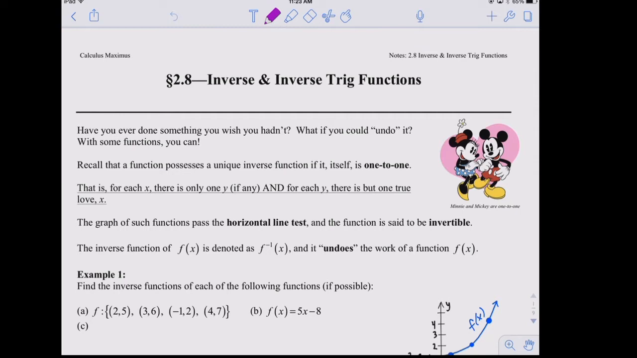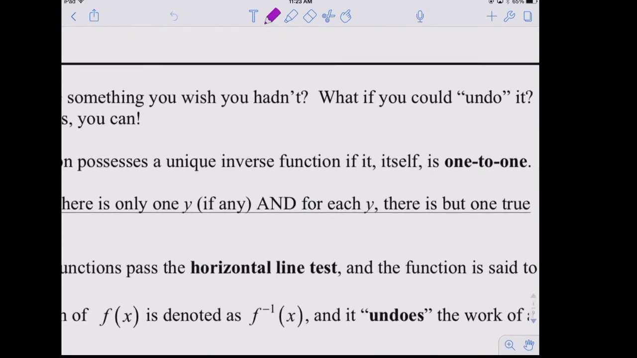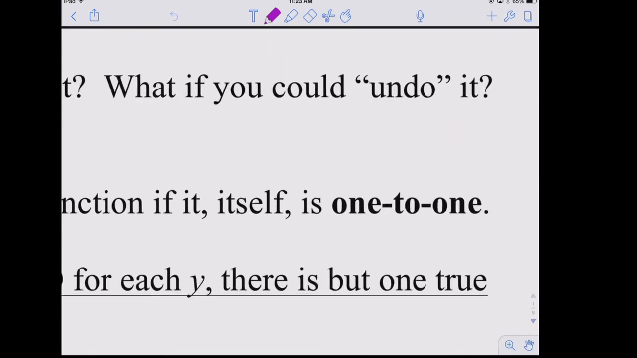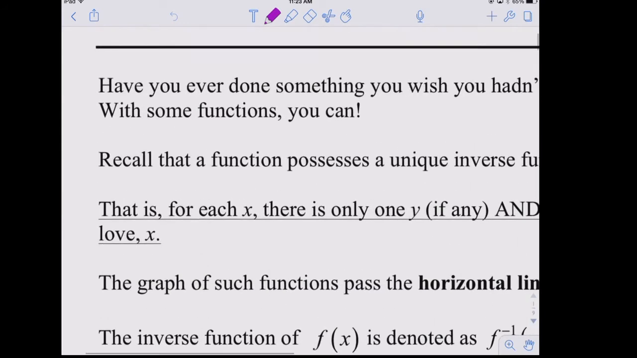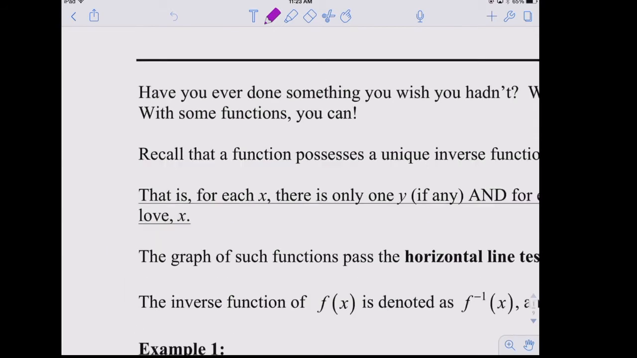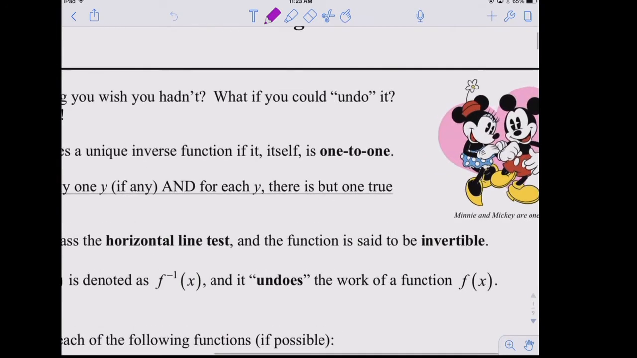2.8, inverse and inverse trig functions. All right. Have you ever done something you wish you hadn't, Brandon? What if you could undo it, Brandon? Would you? Okay. All right. Well, with some functions you can undo what you did. So that's what we're going to be talking about here, inverse functions.